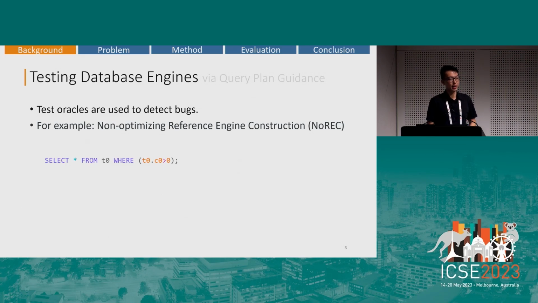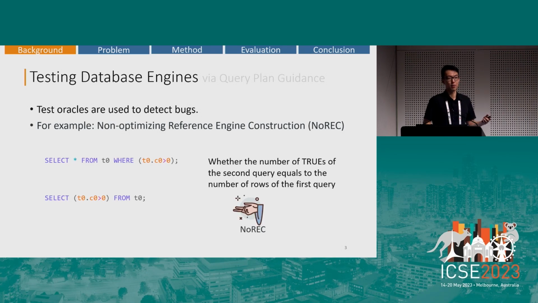Suppose we have a query with a predicate in the where clause. We derive another query where the predicate is put in the select clause. So the two queries should be semantically relevant. We check whether the number of true values of the second query equals the number of rows in the first query. This should always be true. If we observe an inconsistency, like the first one returning one row while the second one returns an empty result, it indicates there is a bug.